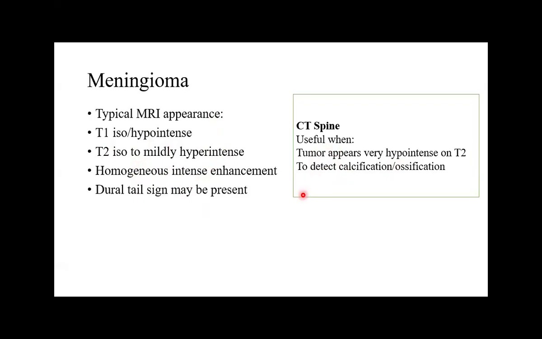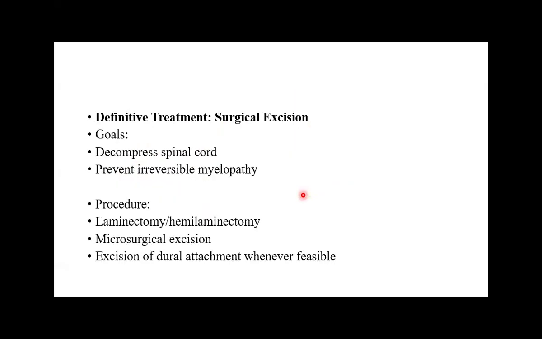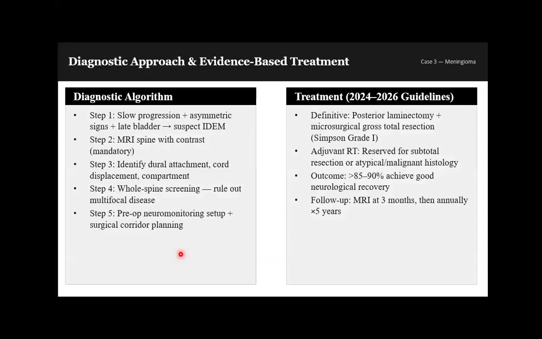CT is useful when the tumor appears very hypo-intense, or to detect any calcification or ossification. And the definitive treatment is surgical excision, laminectomy or hemilaminectomy with microsurgical excision, and excision of the dural attachment also.